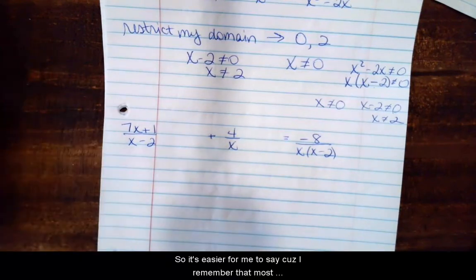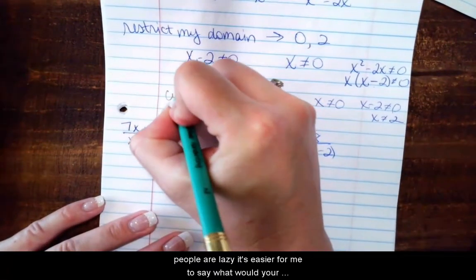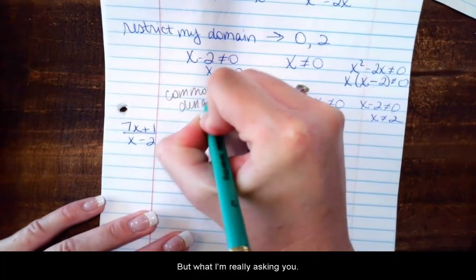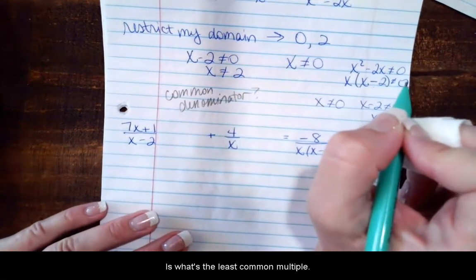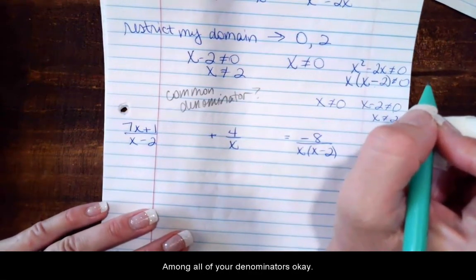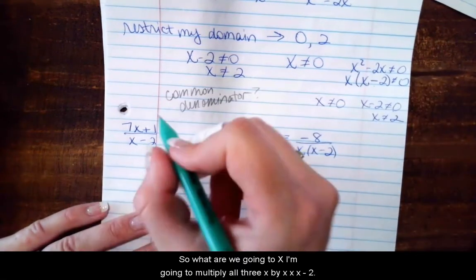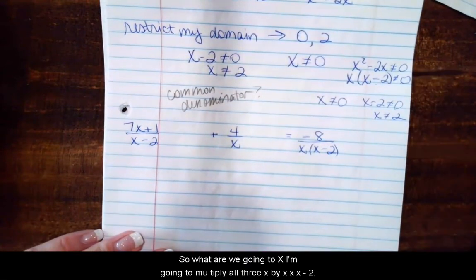So it's easier for me to say, because remember that math people are lazy, it's easier for me to say, what would your common denominator be? But what I'm really asking you is, what's the least common multiple among all of your denominators? Okay? So what are we going to multiply by? I'm going to multiply all three chunks by x times x minus 2.